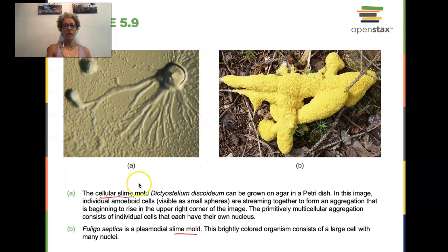We saw slime molds in a previous slide. Dictyostelium discoideum can grow on agar. There aren't a lot of eukaryotic things that grow on agar, like protists don't typically grow on agar. Fungi can, and slime molds can.